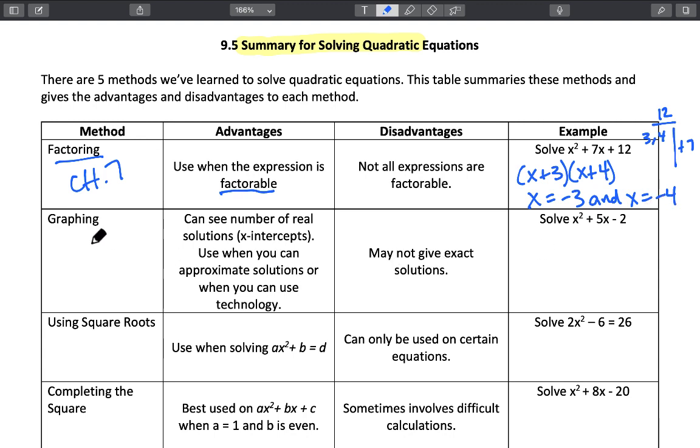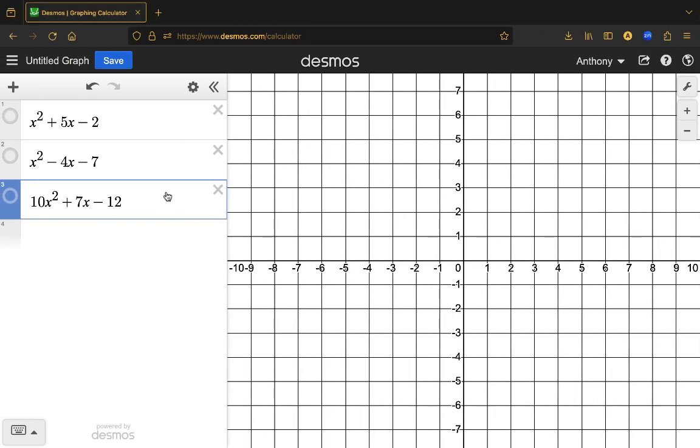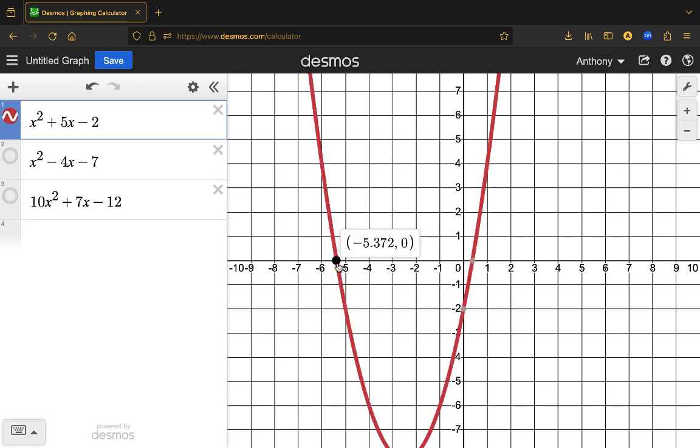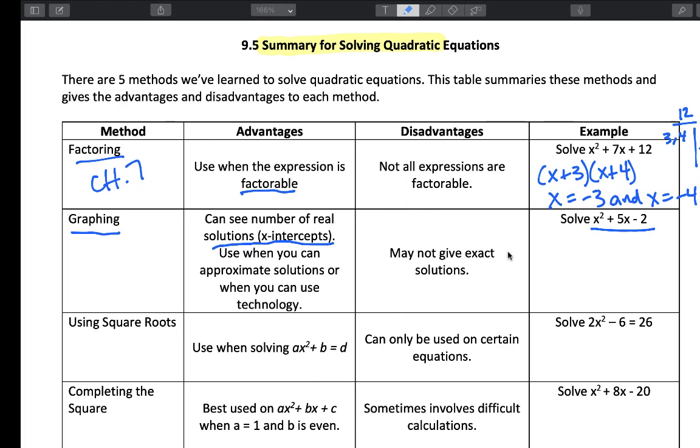The next method we learned was a pretty simple one. All we needed to do was graph a quadratic equation, and we could tell where the solutions were because they were found at the x-intercepts. So a simple example here, we've got the graph of x squared plus 5x minus 2. If we go over to Desmos here and we graph that, you can see that our two solutions are at the x-intercepts, negative 5.4 and 0.4.